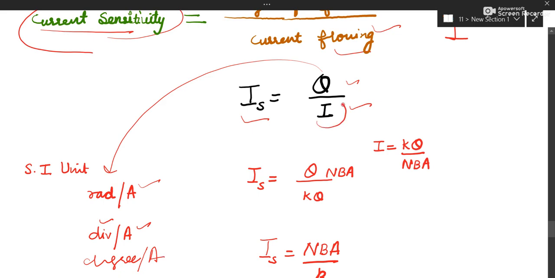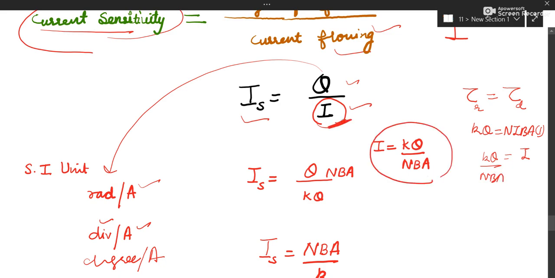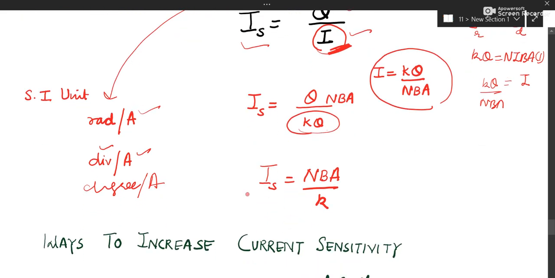Now always remember that in a moving coil galvanometer there are only two torques, restoring and deflecting. Restoring is k theta and deflecting is NIBA sin alpha. Sin alpha is 1. So what is I? I is k theta by NBA. I want to substitute this in the definition of current sensitivity. Substitute, NBA will go up, theta cancels. So this is current sensitivity.